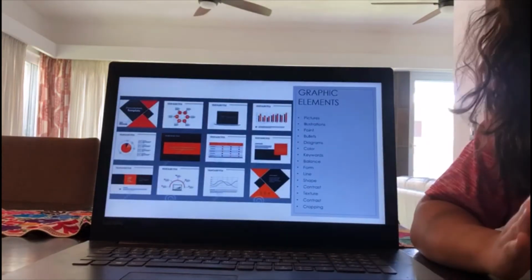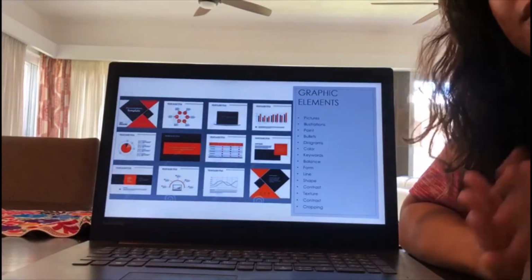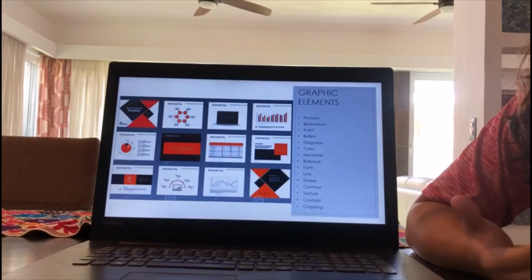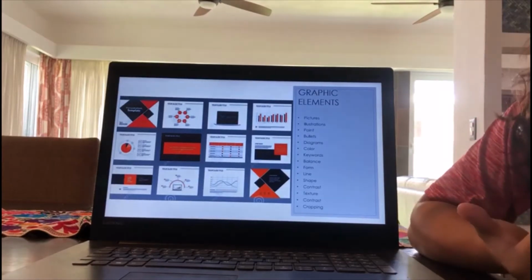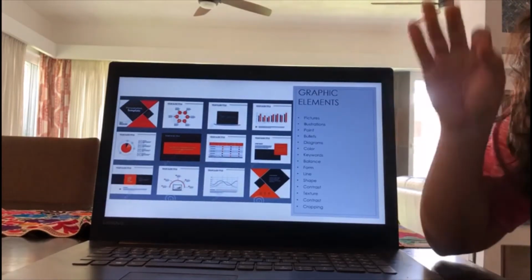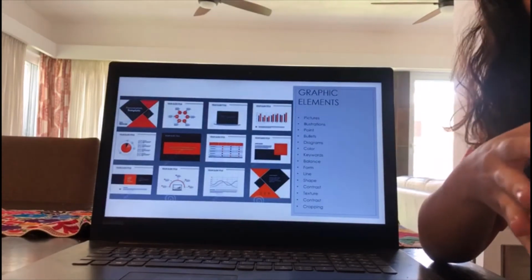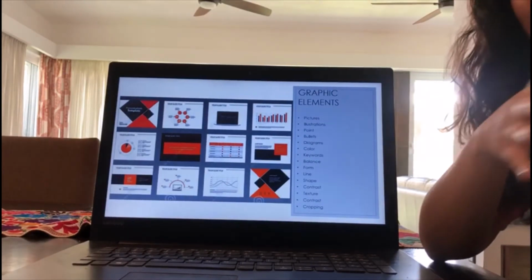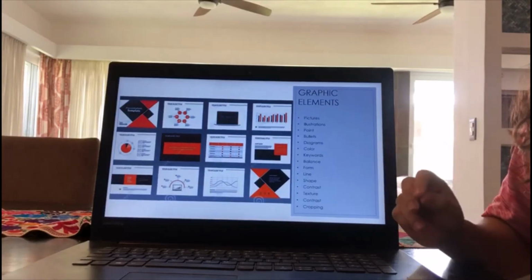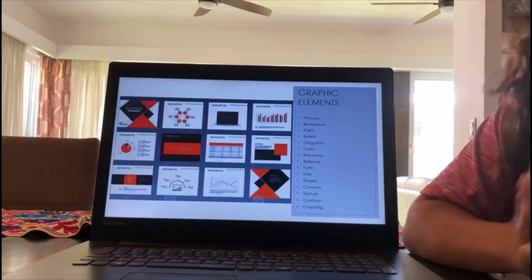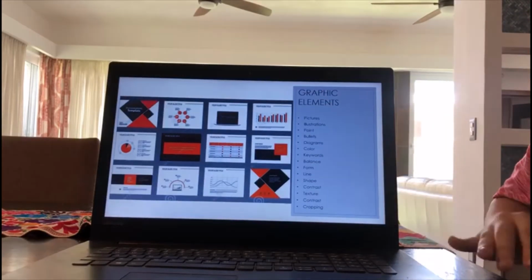Well, first of all, I want to talk about the graphic elements we use in this presentation. First, we use a lot of pictures, also illustrations, and a lot of bullets, so you can have an idea of what is more important. Also diagrams, shapes, a lot of color, and a lot of other elements.